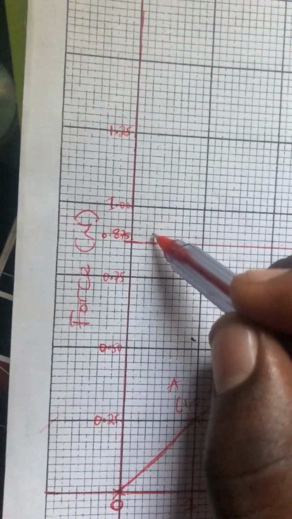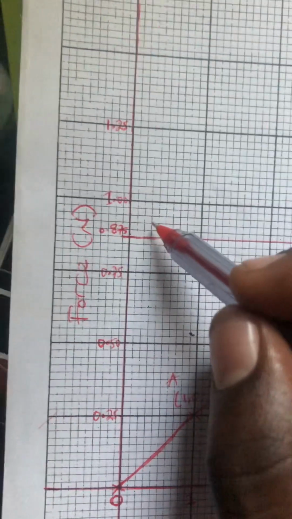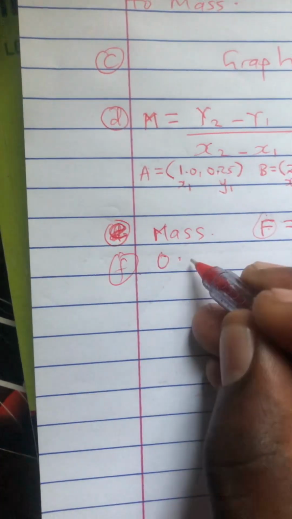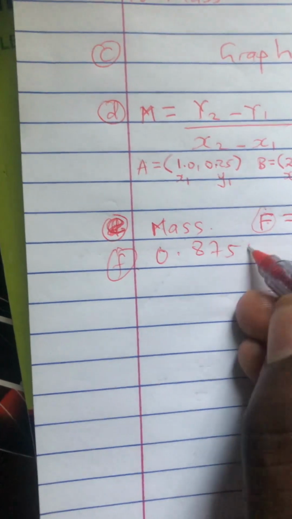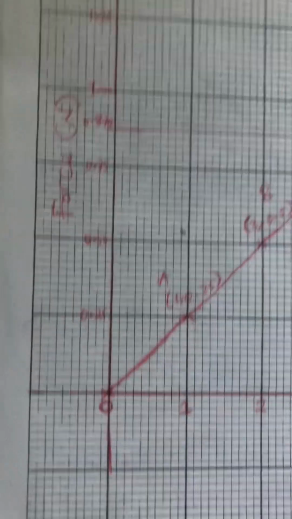In this case, according to my calculation, the force was 0.875 newtons. So this was the force. How did I do that?